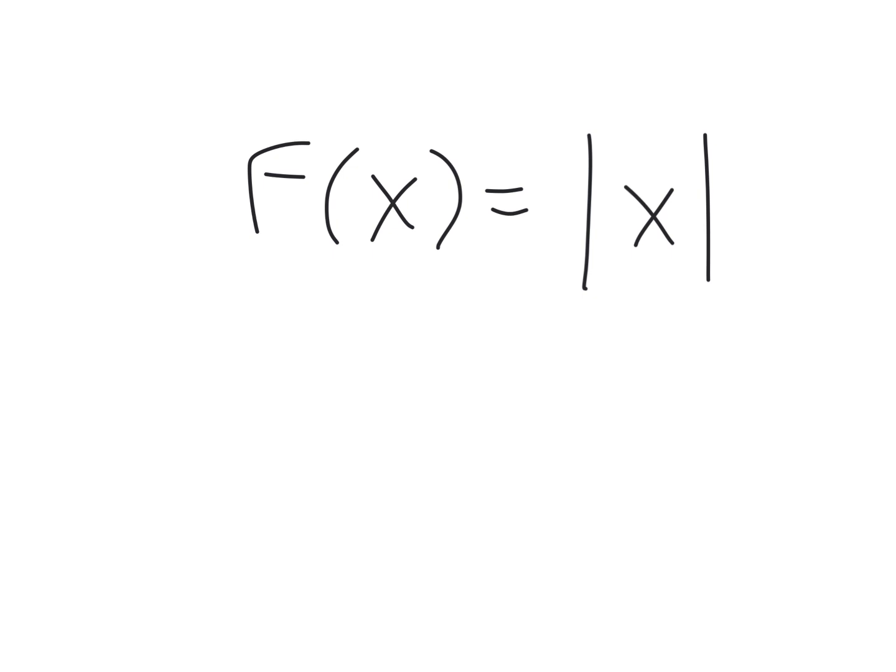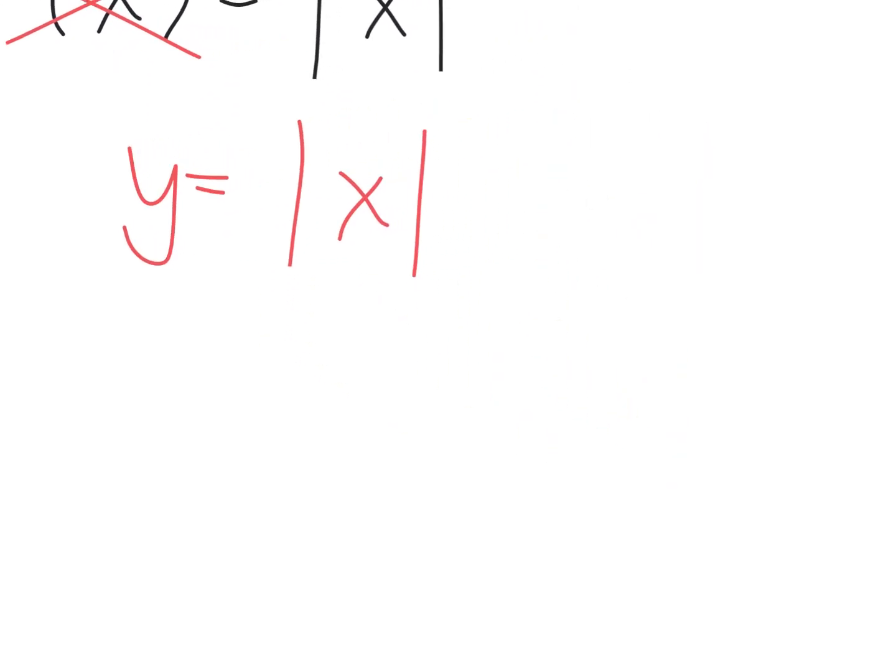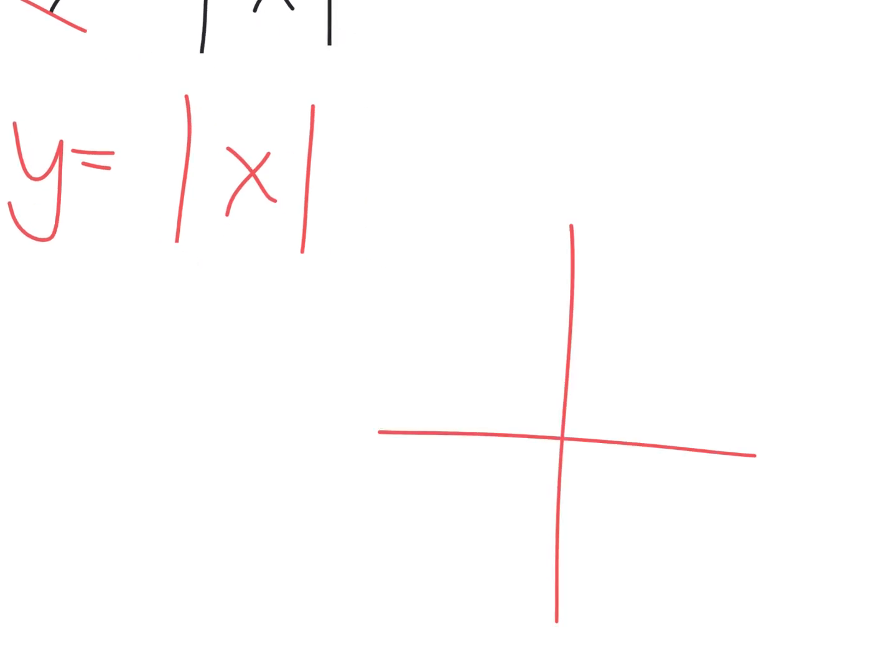If I started with this, would you agree that f of x is the same exact thing as y? So it's just y equals the absolute value of x. You guys remember what that kind of looks like? Sketch it if you remember it. On a graph, sketch it. That is a V shape. It looks like that. Raise your hand if you had that one right.